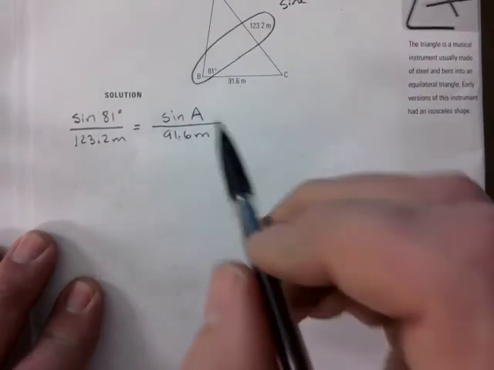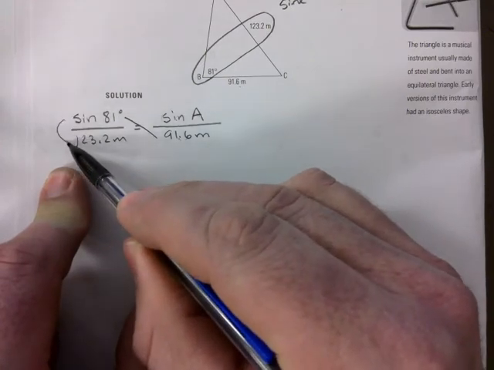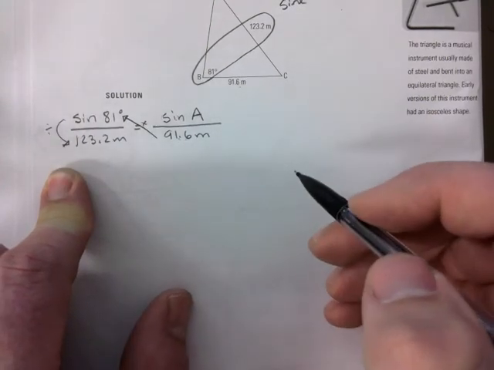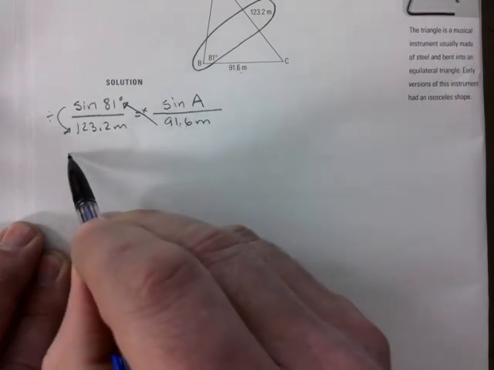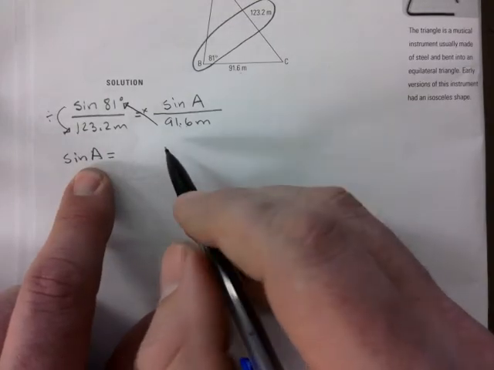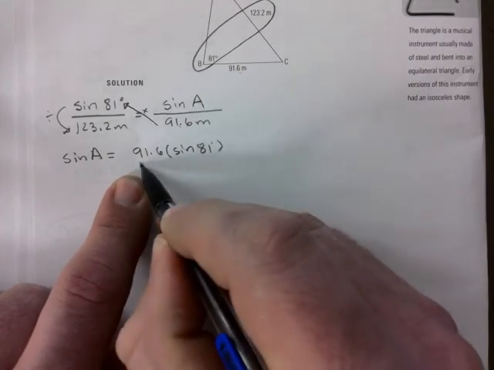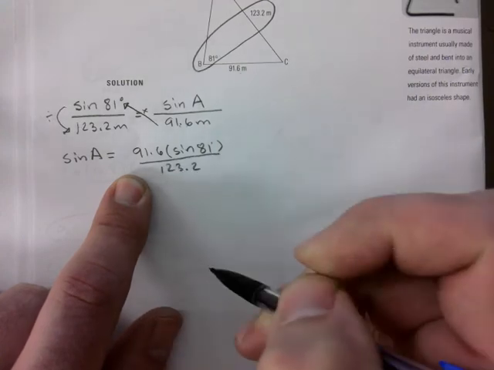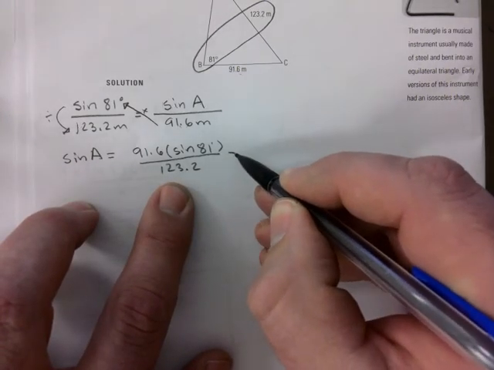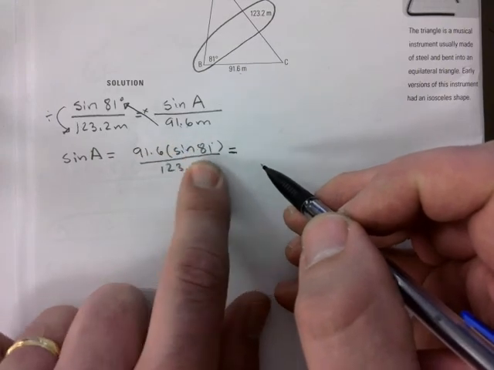So here we go. You treat this as your variable, you cross multiply like that, and you divide going down. You need to keep sine right next to A. You cannot drop it yet. That's the tricky part. So you go 91.6 times sine of 81 degrees divided by 123.2. You do your setup, and this is where you can add a second equal sign. You cannot do it up here because it's proportions. Here you're doing an operation.